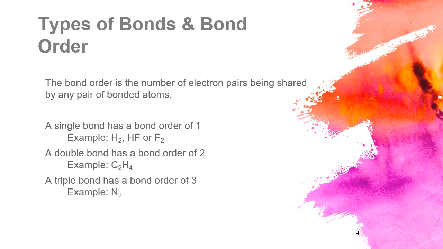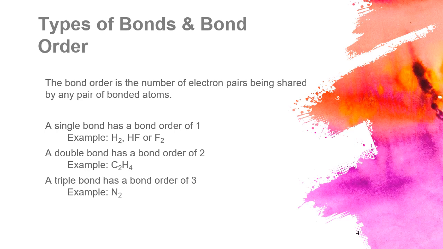This is very straightforward. The bond order, by definition, is the number of electron pairs being shared by any pair of bonded atoms. For example, if we have hydrogen H2, HF, or F2, that's one sigma bond. So a single bond has a bond order of 1.